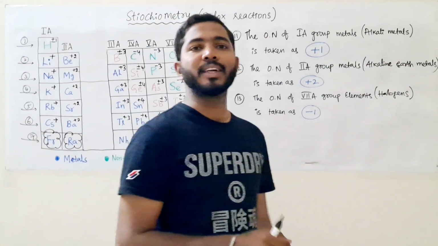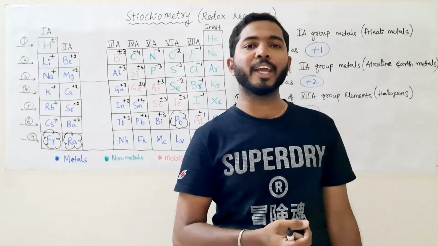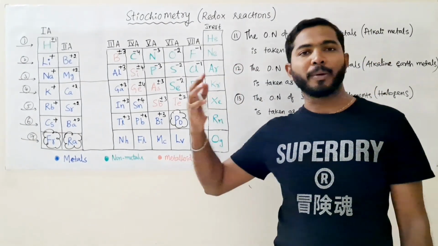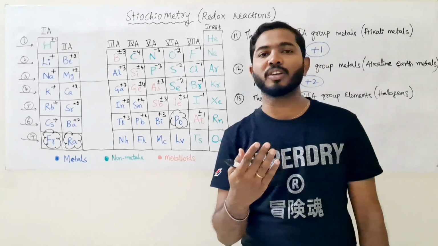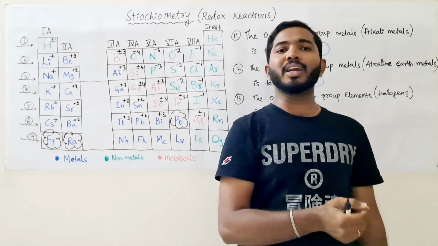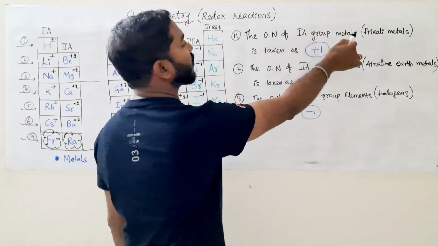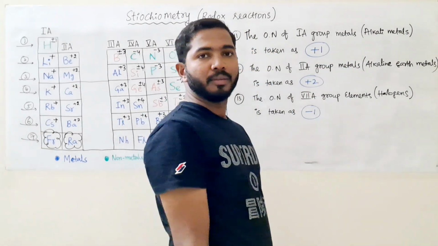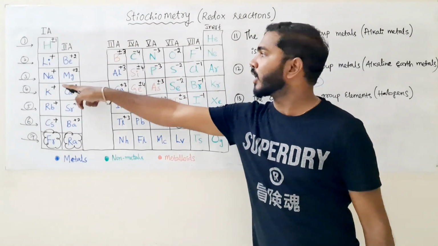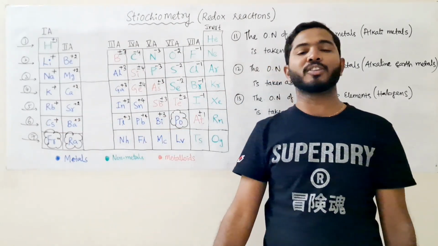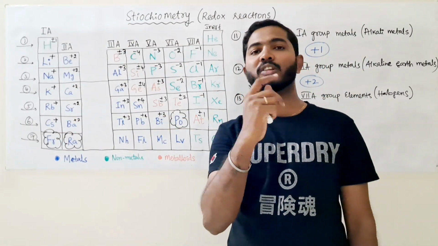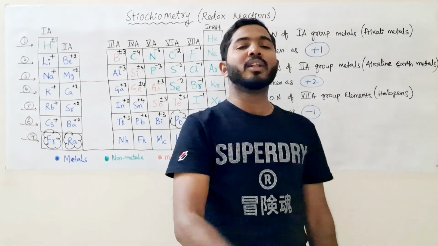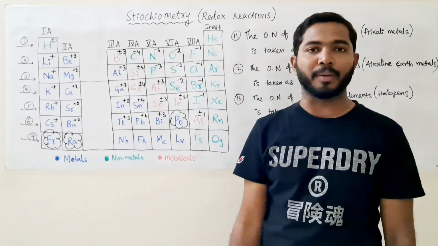Next, the oxidation number of first A group metals. It could be lithium, sodium, potassium, rubidium, cesium. We generally take the oxidation number of first A group metals, which are called alkali metals, as +1. I already showed you here, since they are present in first A group and they are metals, they lose one electron. That's why their oxidation number is taken as +1.